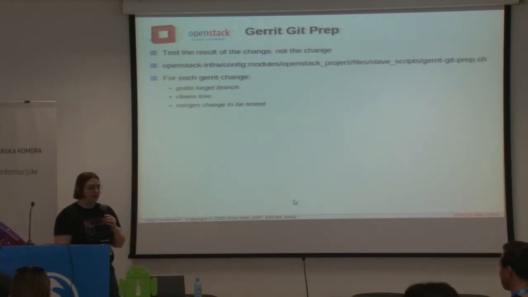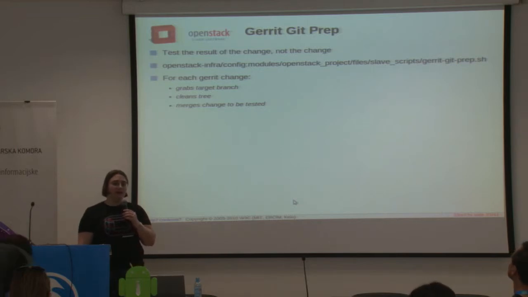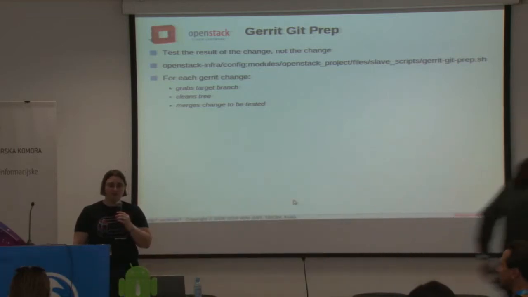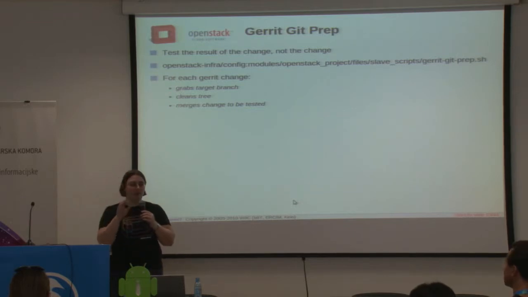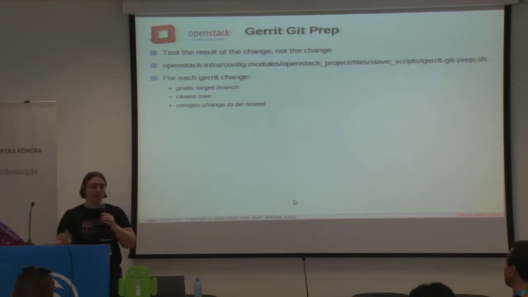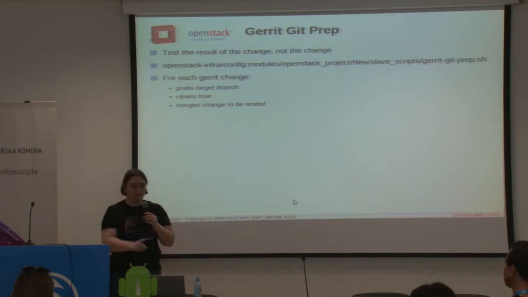We have this script, Gerrit git prep, and that's actually the script that goes and pulls out your code from Gerrit and then applies it to our DevStack instance, which I'll talk about in a moment. So it'll grab the branch that you want to test, clean up the tree to make sure it's all good and fresh and new, and then it'll merge your change into the DevStack instance, and then it'll run all the tests. So this becomes important a bit later when we actually call it.